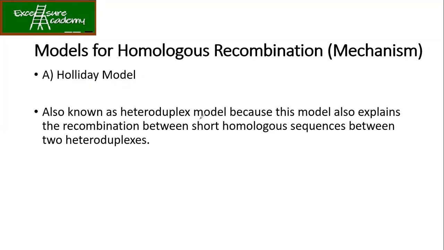It is also known as the heteroduplex model because this model explains the recombination between short homologous sequences between the two heteroduplexes. Are you able to follow? This sentence is very important to understand. It is also known as heteroduplex because the recombination is happening between the two heteroduplexes of the homologous sequences. Now, how it is formed, we'll see one by one with the figure.